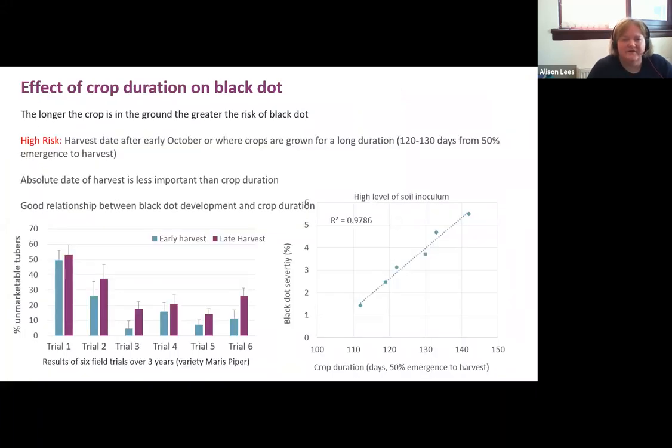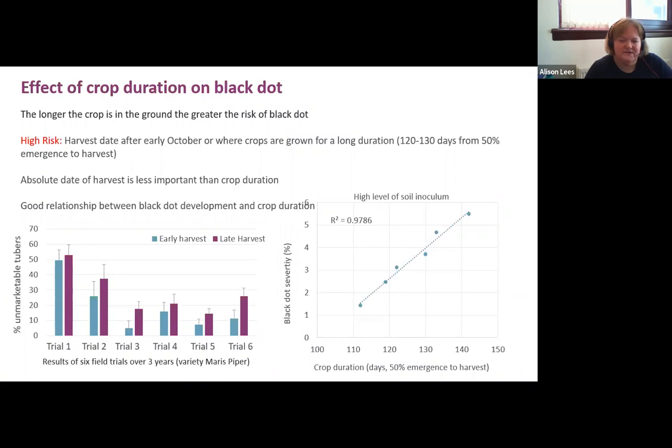So there's also a clear effect of crop duration on black dot, with greater risk of black dot the longer the crop is in the ground. Of particularly high risk is a harvest date after early October under our growing conditions, or where crops are grown for a long duration. But the absolute date of harvest is less important than the crop duration.